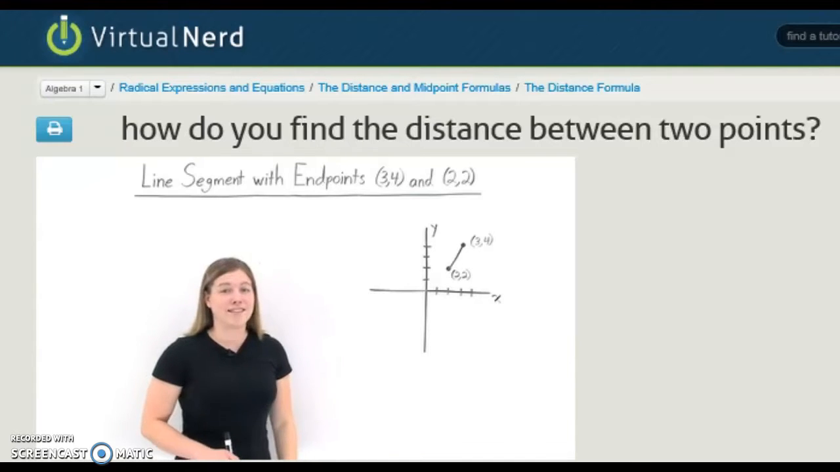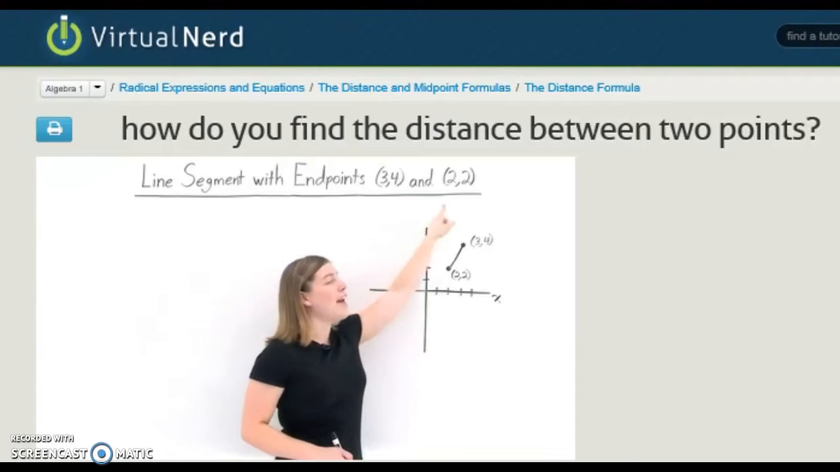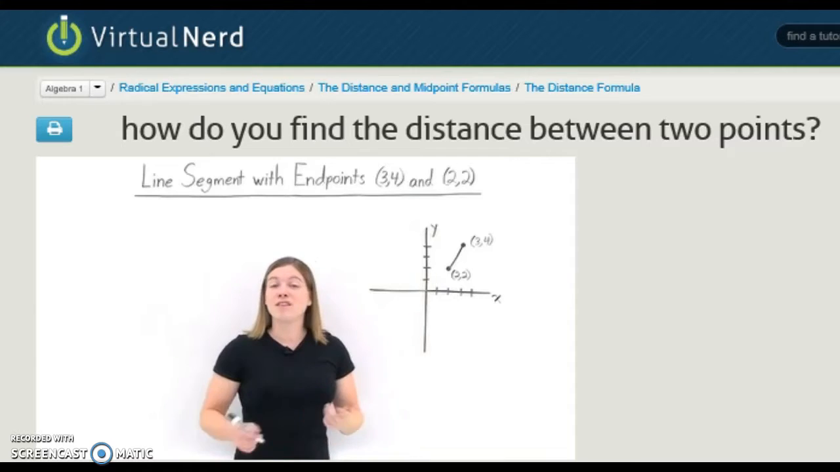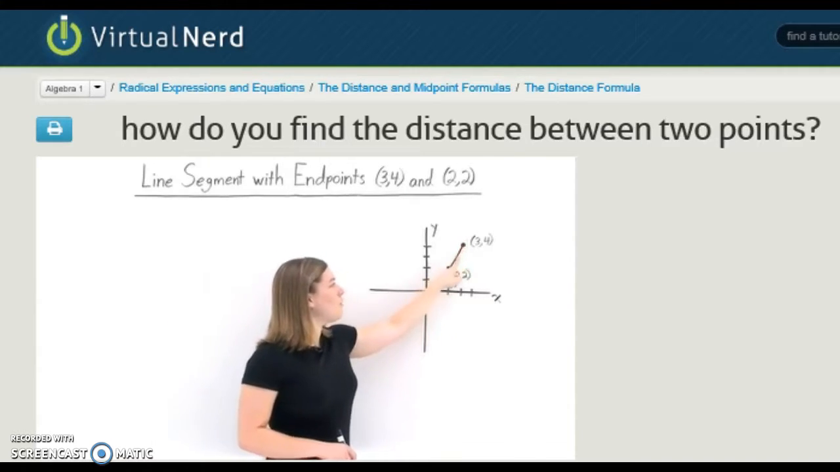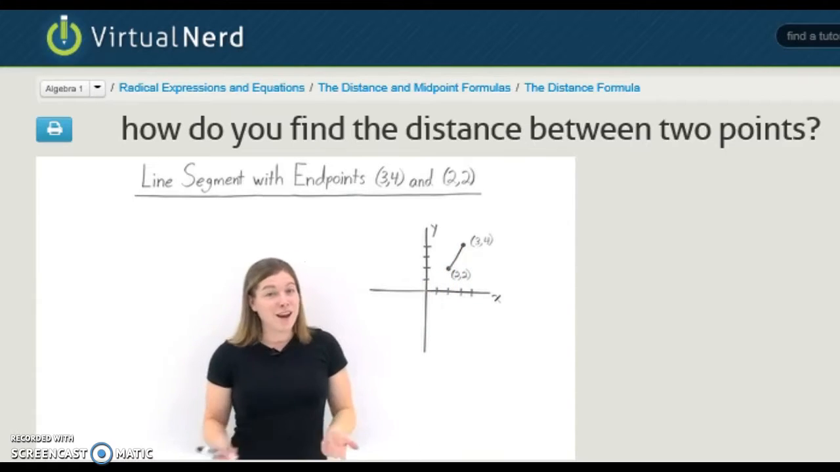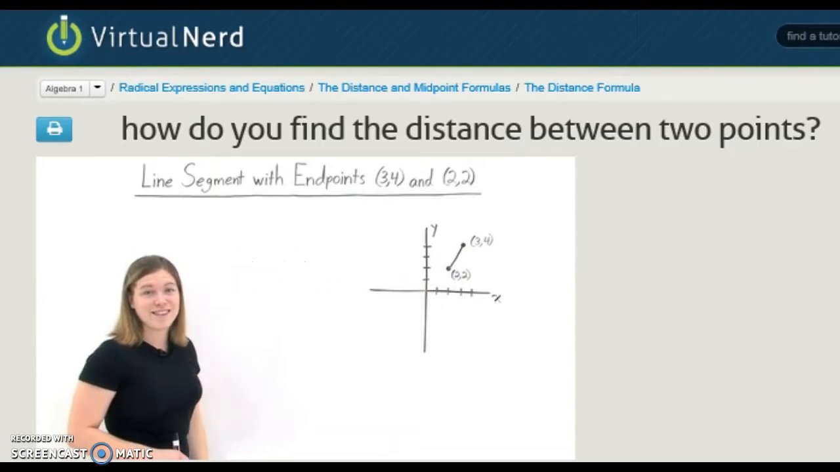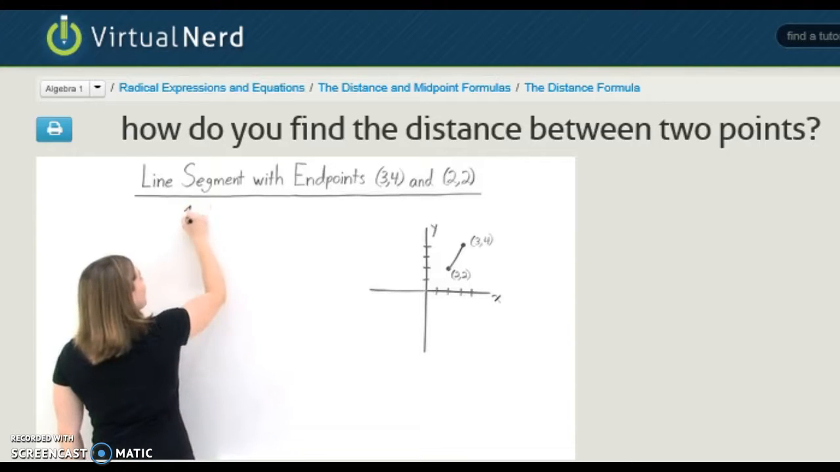Find the length of a line segment with endpoints (3, 4) and (2, 2). Well, let's look at the graph of these endpoints. We have our two endpoints, and we're looking for the length of this line segment. In other words, we're looking for the distance.